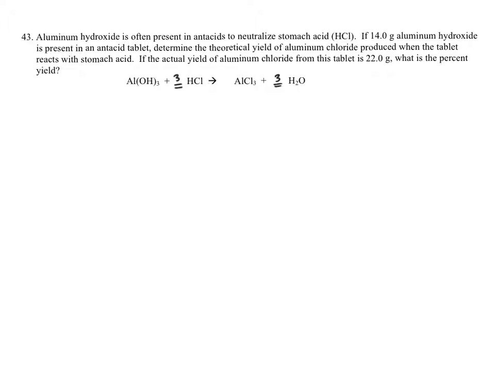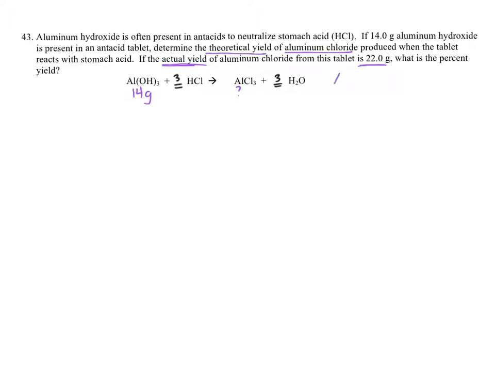So now we're going to change it up a little bit, and you're going to have one more thing to do here. So read your problem. Aluminum hydroxide is often present in antacids to neutralize stomach acid. If 14 grams of aluminum hydroxide is present, determine the theoretical yield of aluminum chloride. So that's what it's talking about when the tablet reacts with stomach acid. If the actual yield is 22 grams.